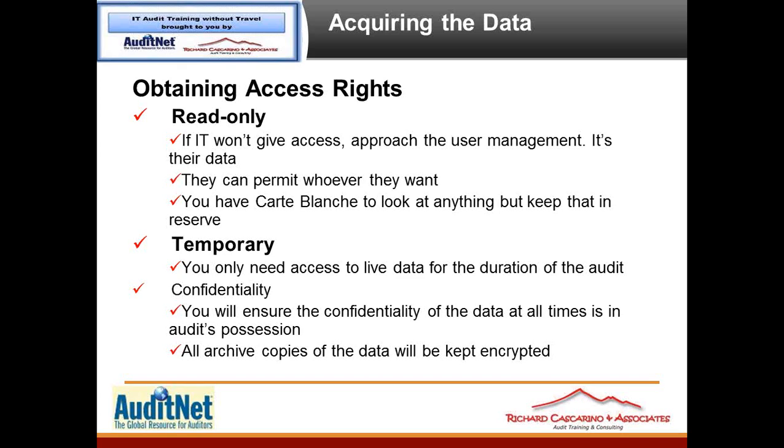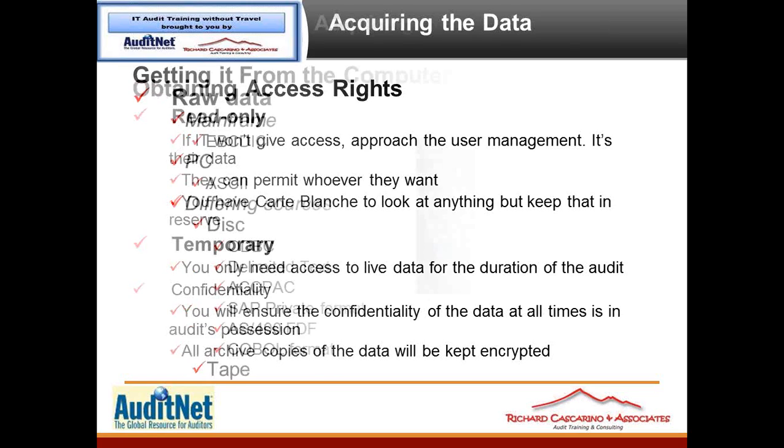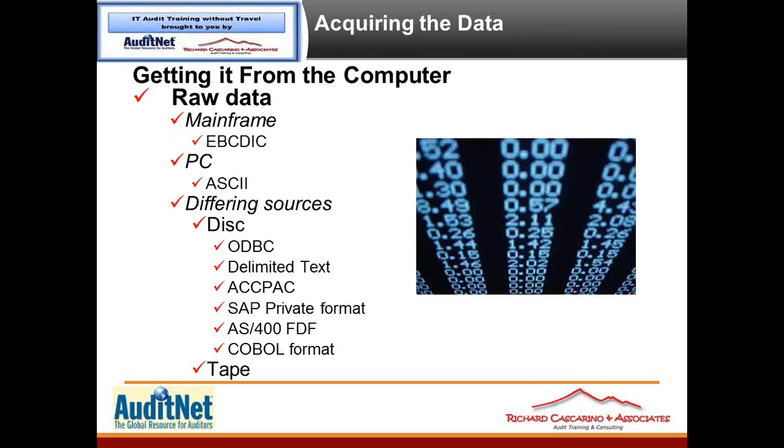If you're keeping archive copies on the disk, you're going to have an encryption method, and there's a variety of those that you can choose from. When you're downloading, you can bring it down from the computer. If you're getting it from the mainframe, it's going to come down in EBCDIC. If you're getting it from the PC, it'll come down typically in ASCII. You could be bringing it in from disk, and as we've looked at, there's a whole pile of different ways you can bring it in. It could even be coming in from tape.